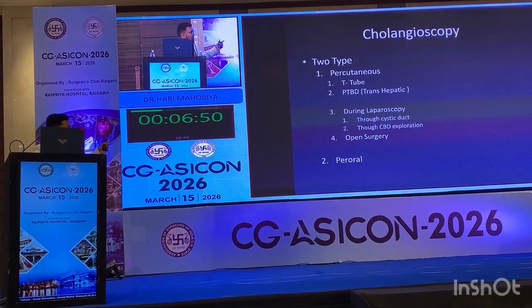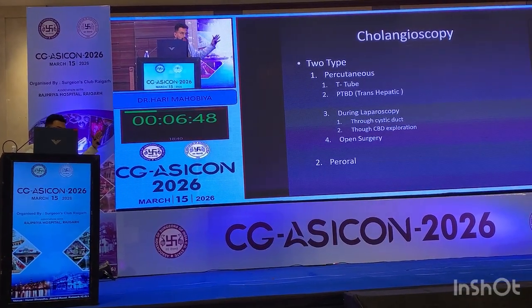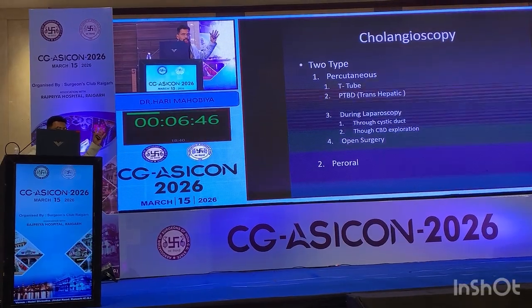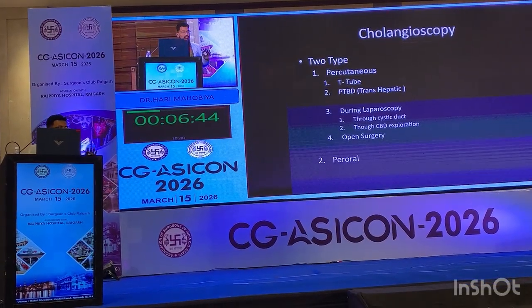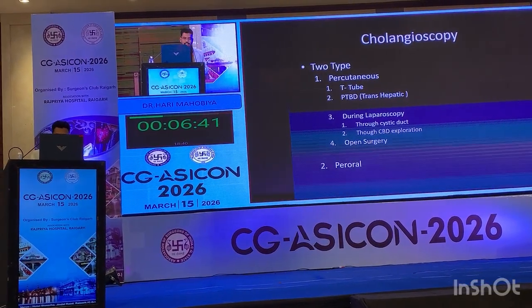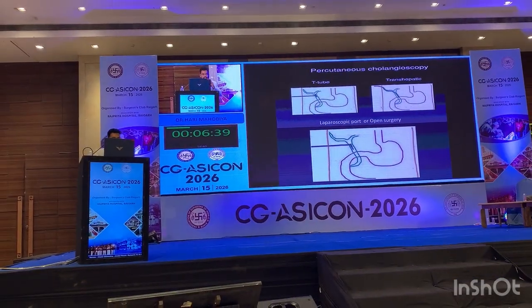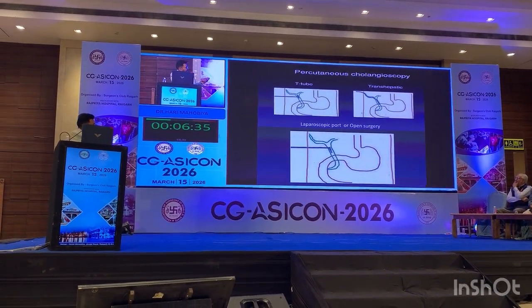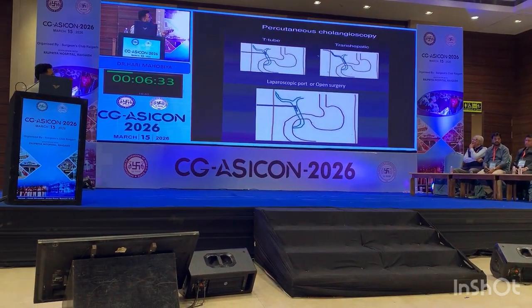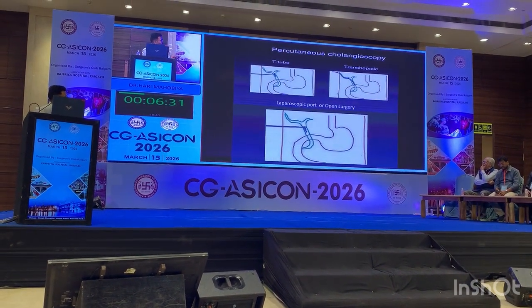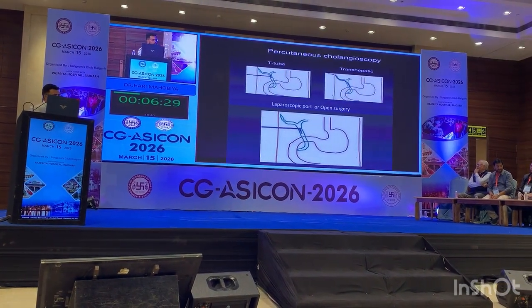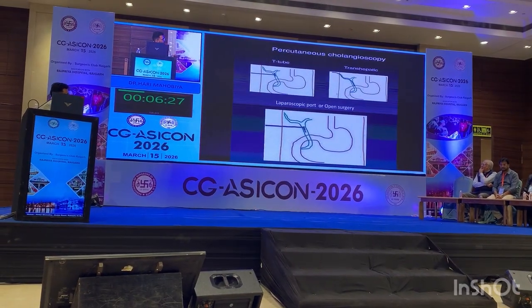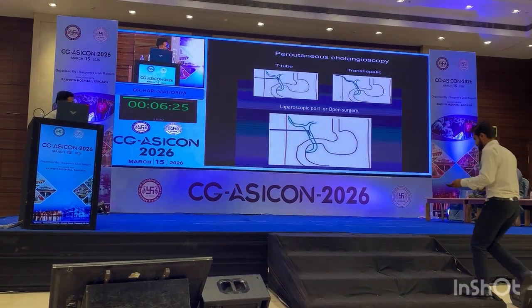When we are opening the case, then we use cholangioscopy. It is used when there is an impacted stone inside the liver, in the right or left hepatic duct, or in cases of failed ERCP. In those cases, we can put our cholangioscope through the T-tube or transhepatically. We are doing this in laparoscopic mode, putting our cholangioscope through the cystic duct or then through the CBD.